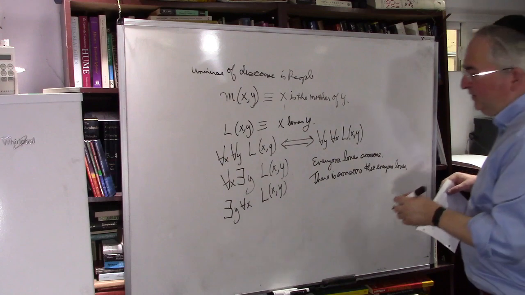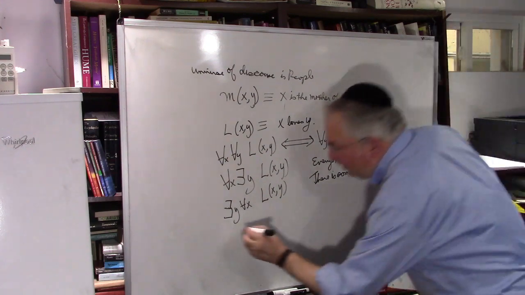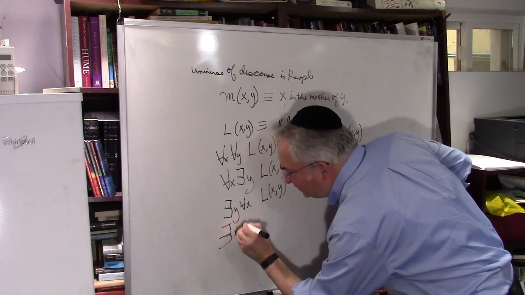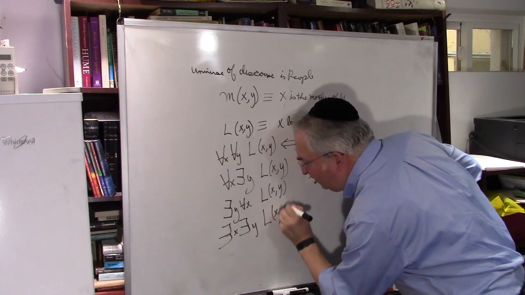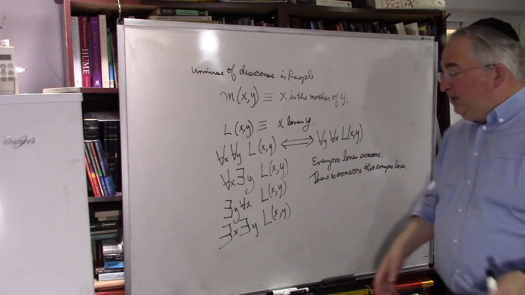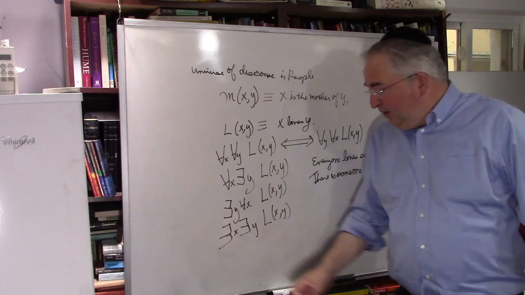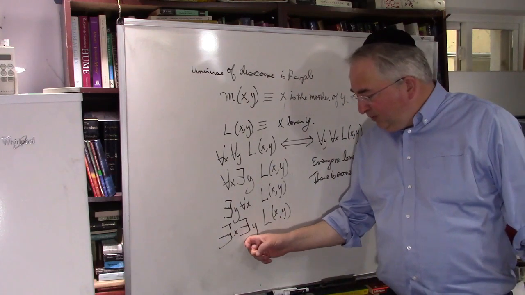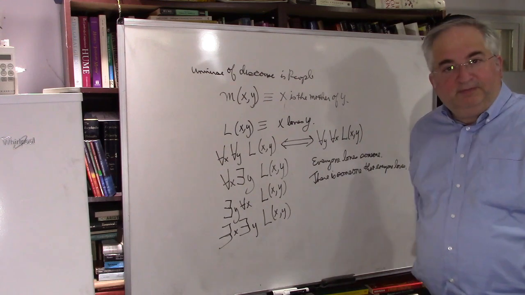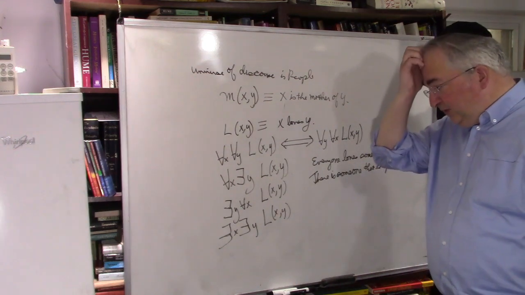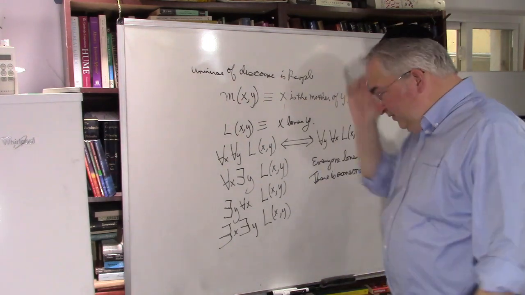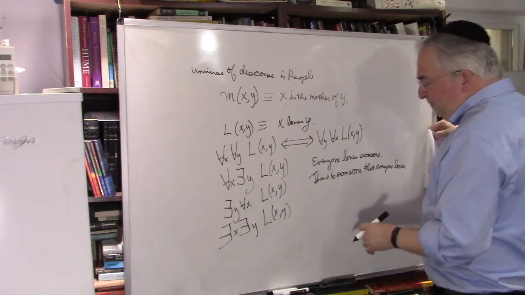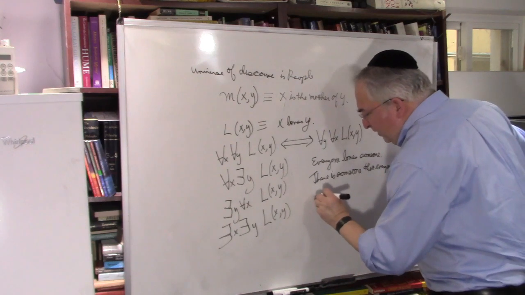Okay, how about this? There exists an x such that there exists a y such that L(x, y). What does this say? This says there's got to be somebody in the world and another person in the world such that the first person loves the second person. Okay, that's probably true. There's somebody in love with someone else. Okay, how about this one?